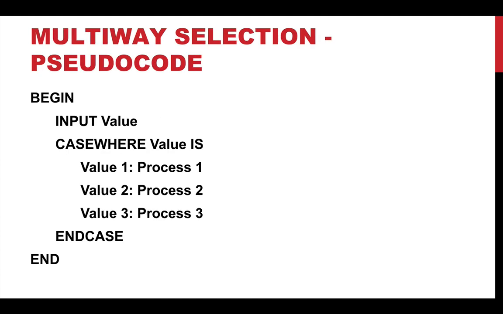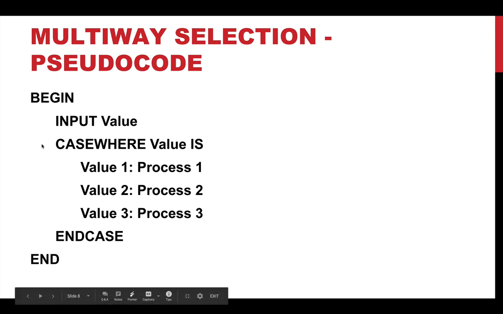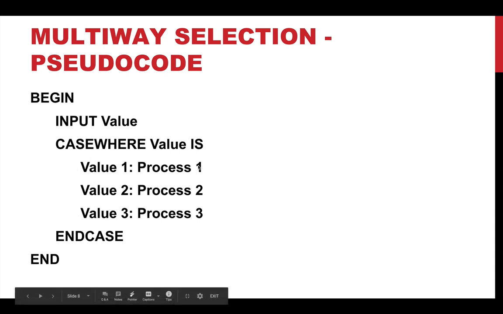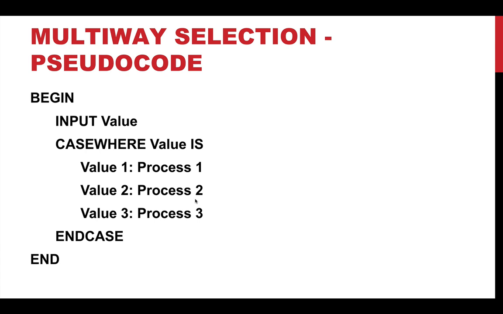Multi-way selection is a little bit different. It's the same as binary selection in that one path gets chosen to be executed. However, with a multi-way selection, instead of just being able to choose from 2, I can actually choose from multiple. There are 3 here in the example, but I could choose up to 5, 6, 7, 8.